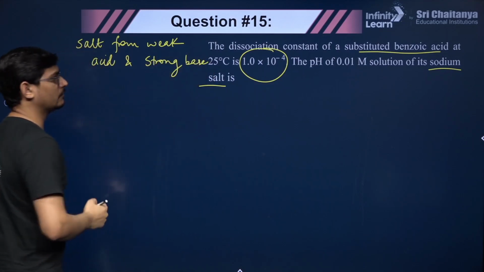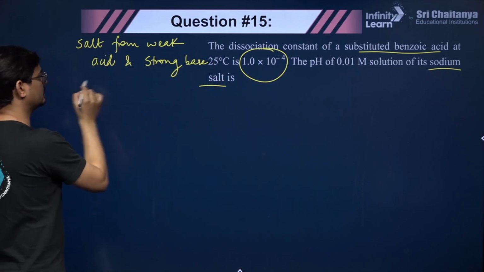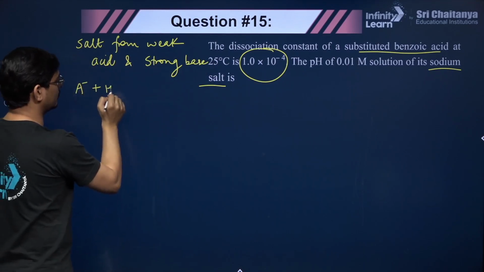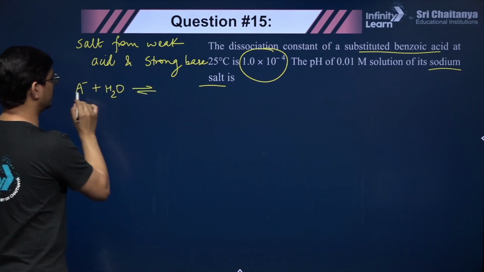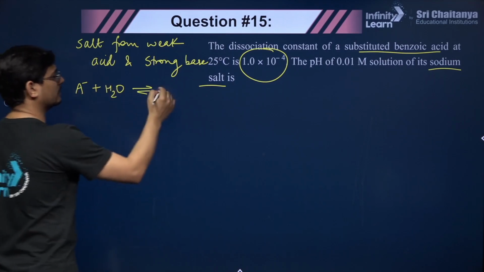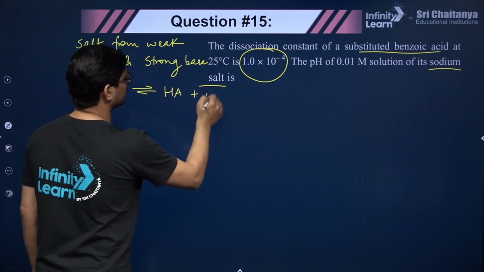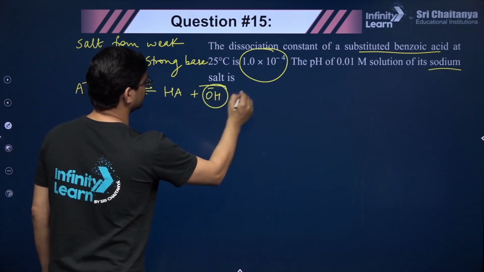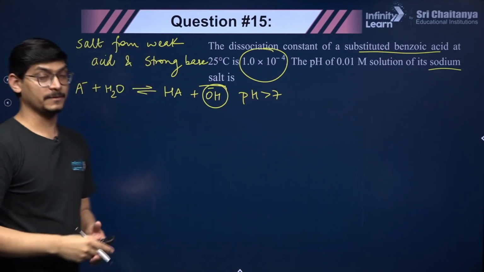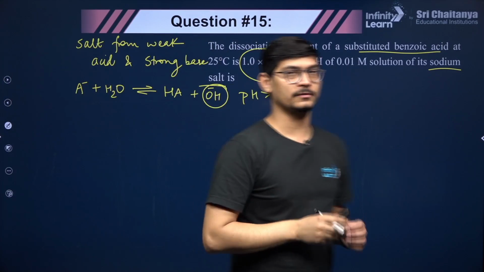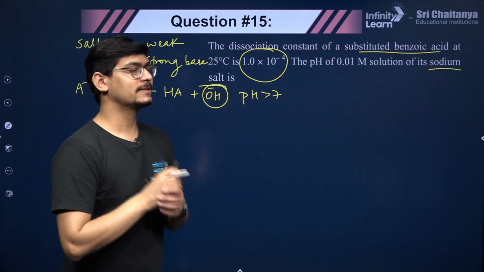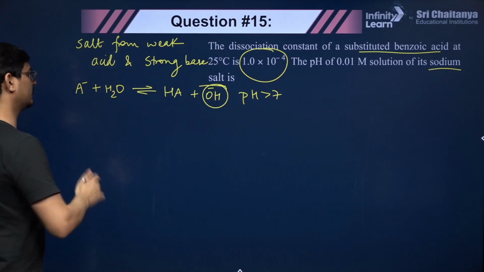right, then what happens? The anion of the salt, A minus, reacts with water, right? Because it has come from weak acid, it's a strong conjugate base. It takes H plus from water and it produces hydroxide, which means the pH of the solution will be above 7. So please remember, whenever you dissolve a salt of weak acid and strong base, the pH will be above 7, right? So what will be the formula?